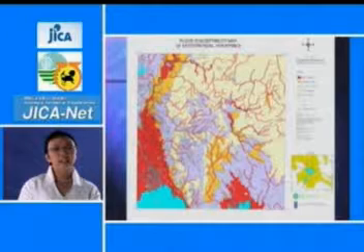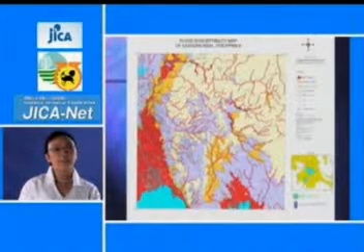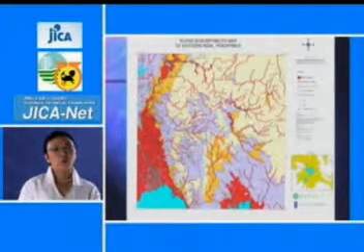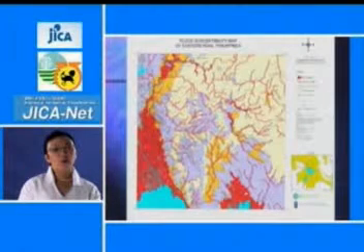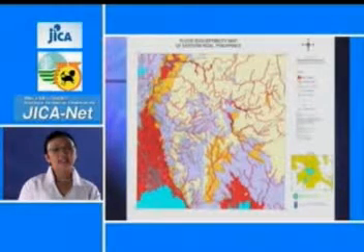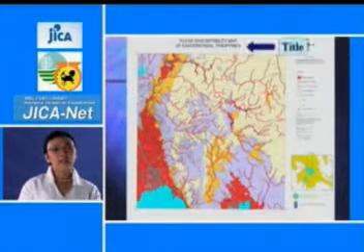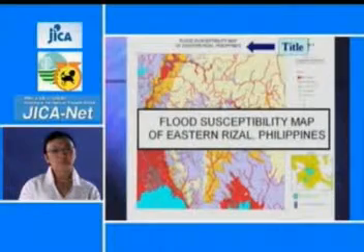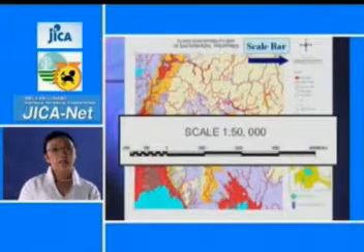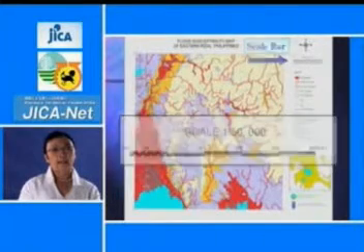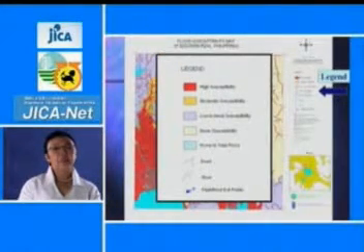This is the flood susceptibility map of Eastern Rizal Province, covering the 10 cities of Tanay, Baras, Morong, Binangonan, Angono, Taytay, Cainta, Marikina, San Mateo, and Rodriguez. And this is the title. This is the scale bar. The numbered bar in millimeters represent the distance in kilometer. This is the legend. It is represented by different colors, lines, and curves.